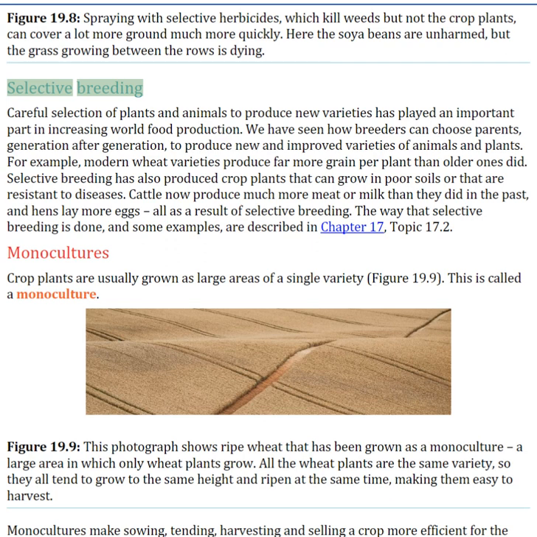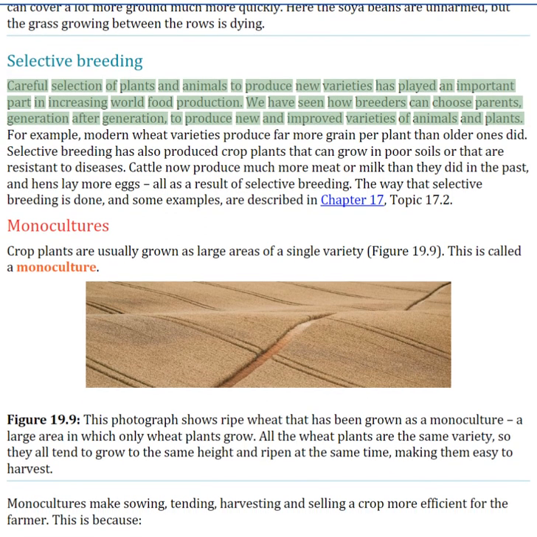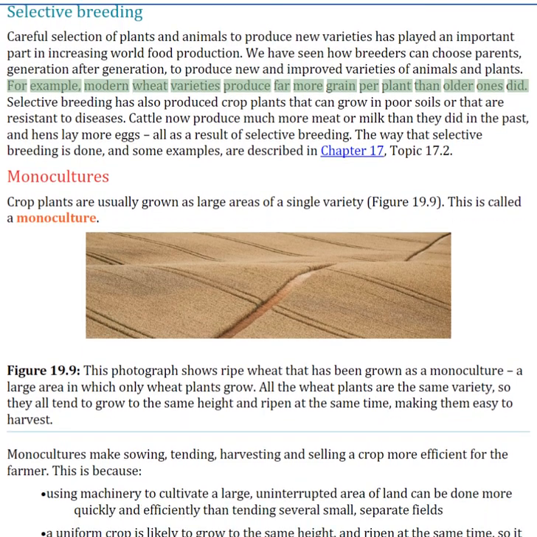Selective breeding. Careful selection of plants and animals to produce new varieties has played an important part in increasing world food production. We have seen how breeders can choose parents, generation after generation, to produce new and improved varieties of animals and plants. For example, modern wheat varieties produce far more grain per plant than older ones did.